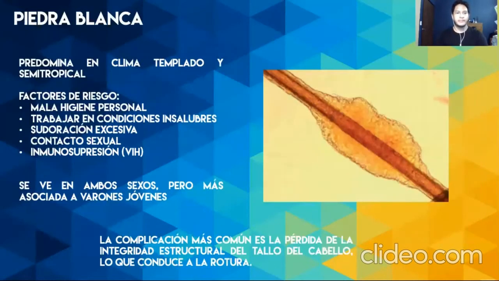It predominates in temperate and semi-tropical climates, such as the ones we see in Asia, Europe, and the southern parts of the USA. Risk factors include bad personal hygiene, working in unsanitary conditions, excess sweating, sexual contact, and immunosuppression, such as in patients with HIV. We see it in both sexes, but it's more common in young men. The most common complication is the loss of the structural integrity of the hair shaft that leads to breakage, and this also happens in the black piedra we'll see later.